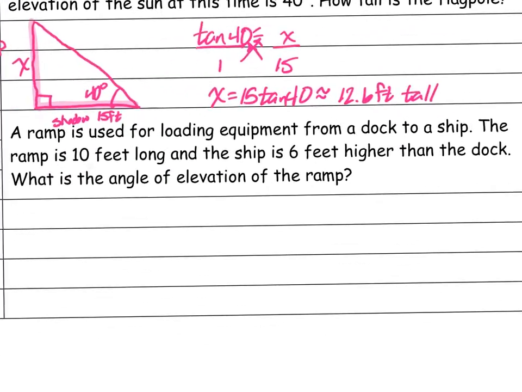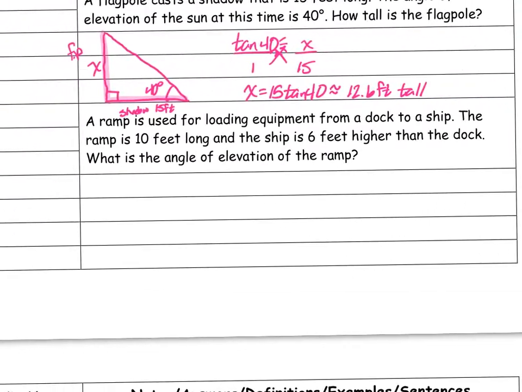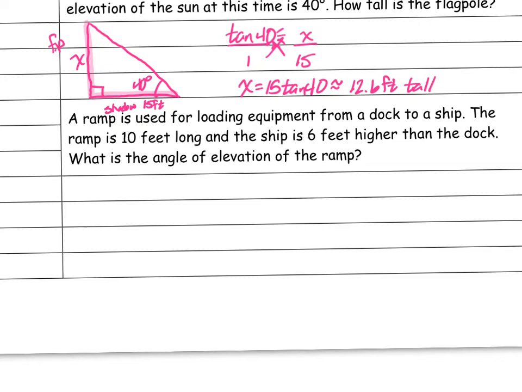Sorry, I don't know what's going on with my iPad here. So the next story problem says, a ramp is used for loading equipment from a dock to a ship. So I have a ramp. Here's the ship up here. The dock is down here, right? So we have a height here. Great. The ramp is 10 feet long. So my ramp is 10 feet long. Great. And the ship is 6 feet higher than the dock. So the distance between my dock and my ship is 6 feet.